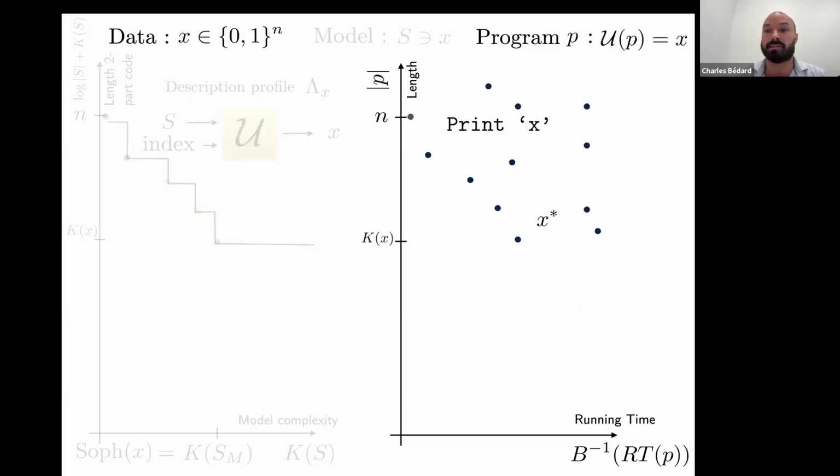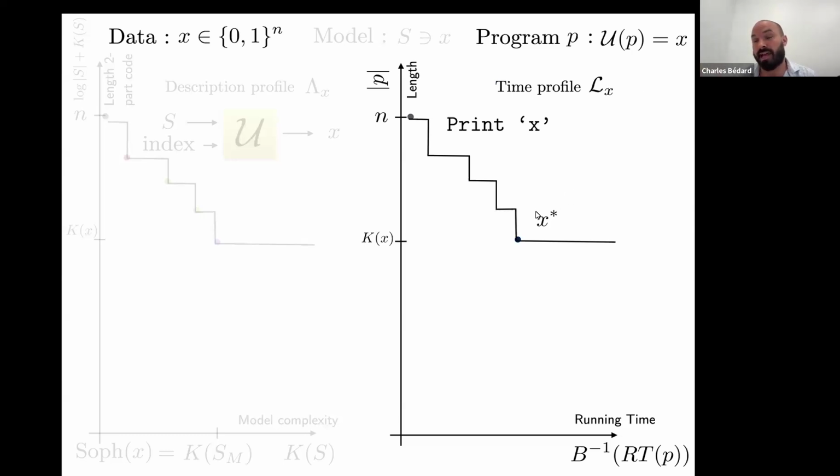Then I can consider the set of all such programs and realize a profile of this kind, right? And we can call this the time profile for the string x. So I consider the set of all programs that generate x, and I measure them by their length and by their busy beaver running time. And then here, x star had busy beaver running time d, which meant that it was roughly running for as long as the longest running program of d bits.